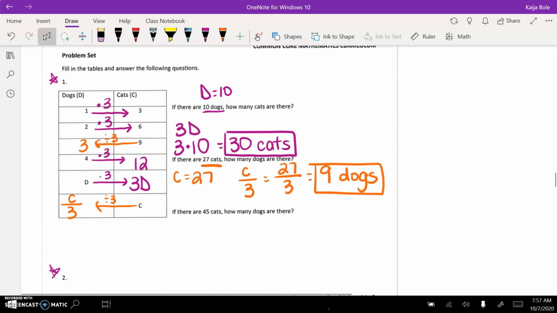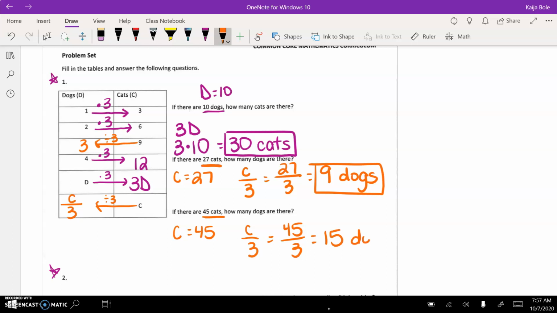Okay, and then the last one, there are 45 cats. How many dogs are there? So C equals 45. So that means I'm going to use my C over 3, which would be 45 divided by 3. And 45 divided by 3 is 15, so this would be 15 dogs.